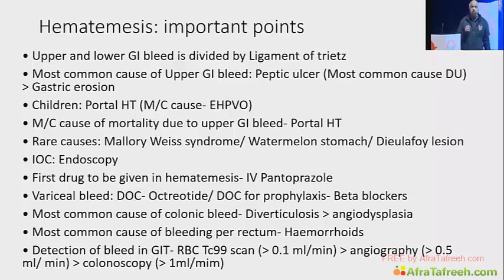The minimal bleed we can detect by technetium RBC scan. Here, see the last line. It can detect bleeding as little as 0.1 ml per minute, followed by angiography that can detect 0.5 ml per minute, followed by colonoscopy which can detect 1 ml per minute. The last line is quite important, please write it down or remember.